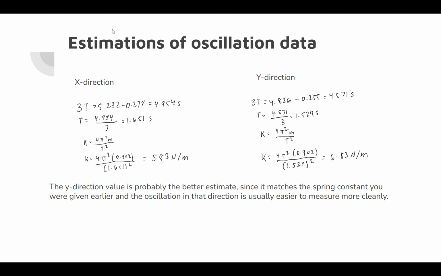And now our estimations of the oscillation data. In the x direction, I calculated the spring constant to be 5.82 Newton meters. And in the y direction, I calculated it to be 6.83 Newton meters. Our period is 1.524 seconds for the y direction and 1.651 seconds for the x direction. The y direction value is probably a better estimate since it matches the spring constant I was given earlier, and the oscillations in that direction are usually easier to measure cleanly.